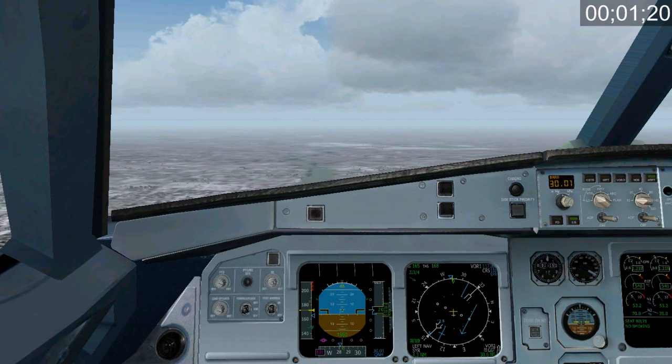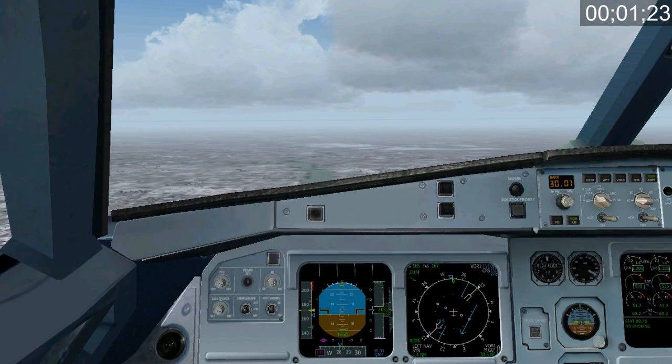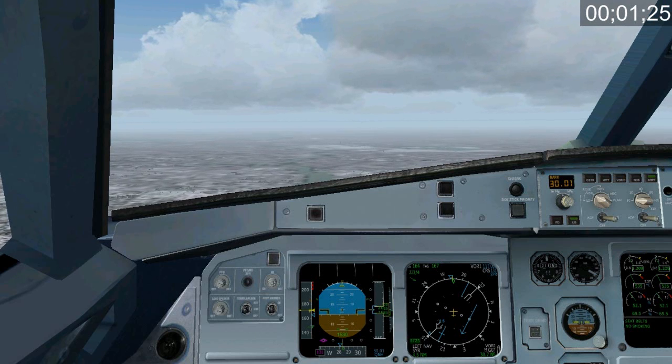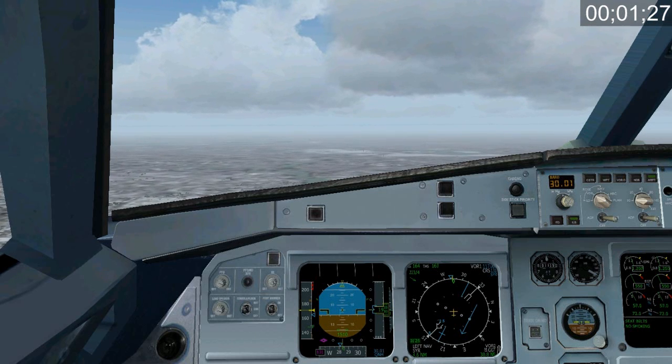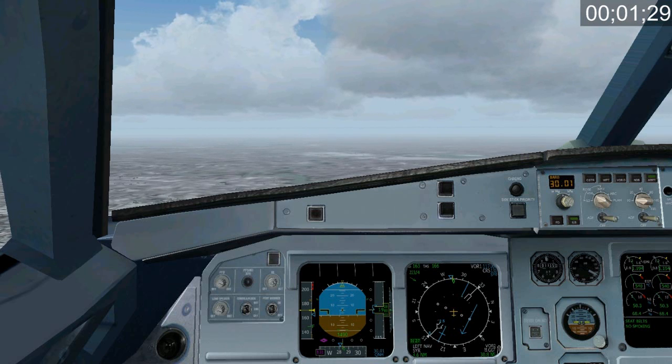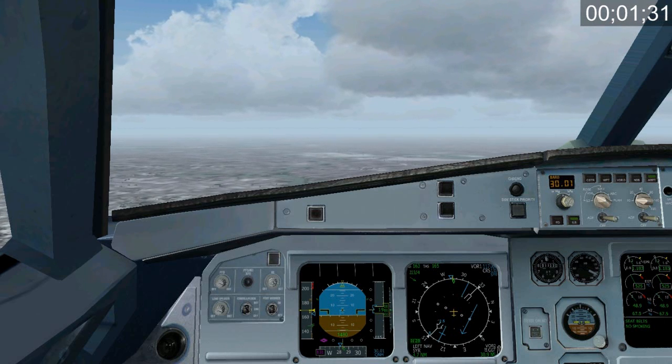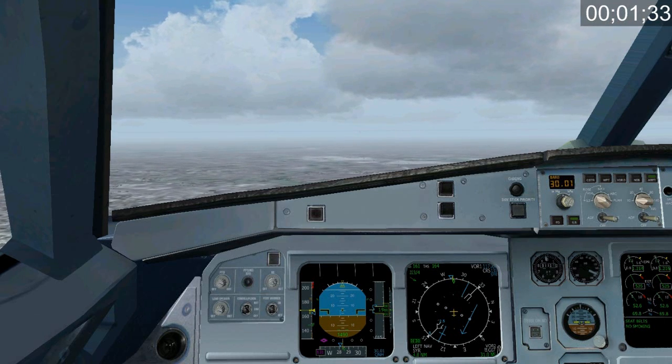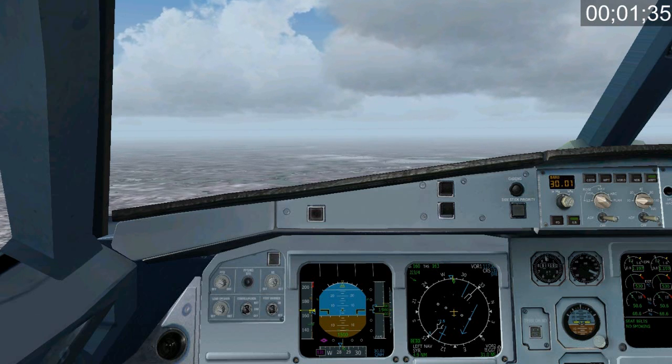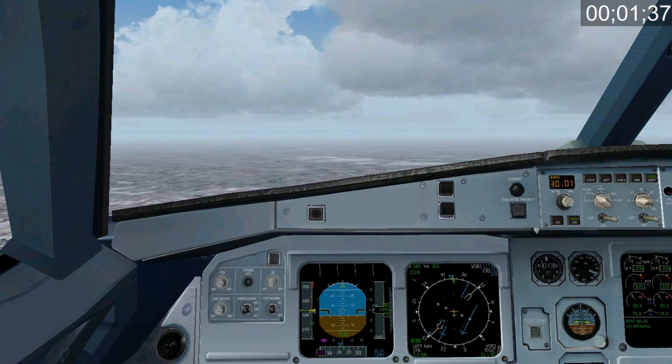Okay, we're a little bit too fast. Let's reduce some of the power. Like I said before, for these holds, for these procedure turns, for these approaches, we really want to keep our speed as constant as we can. The more constant we keep our speed, the more accurate our turns are. If we keep changing the speed, we're going to throw the timing off.